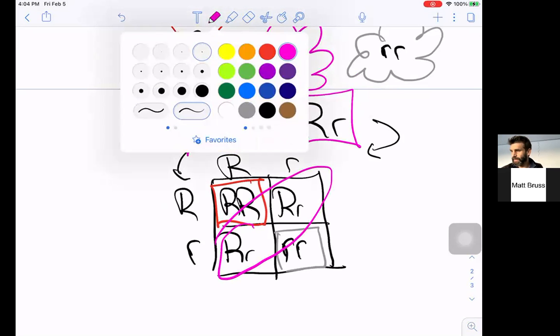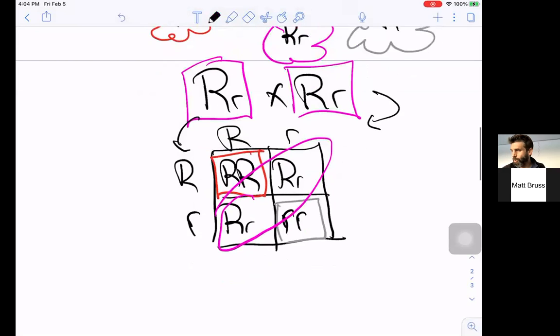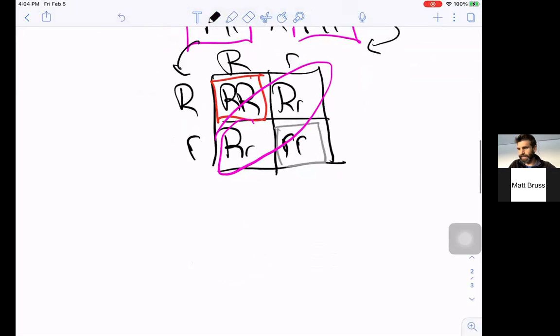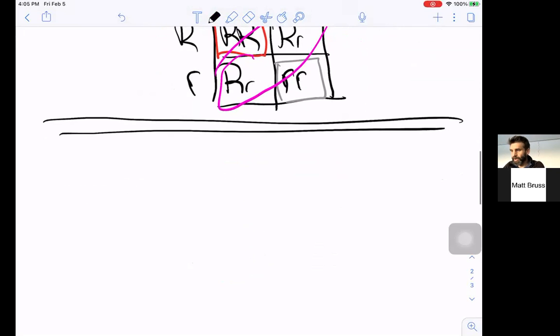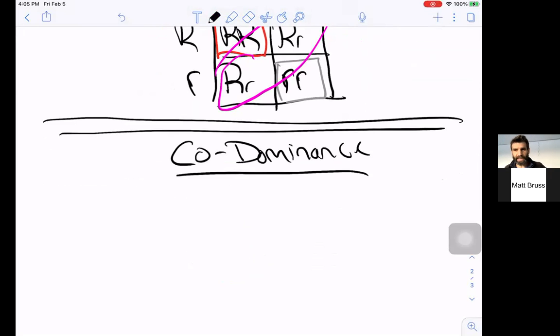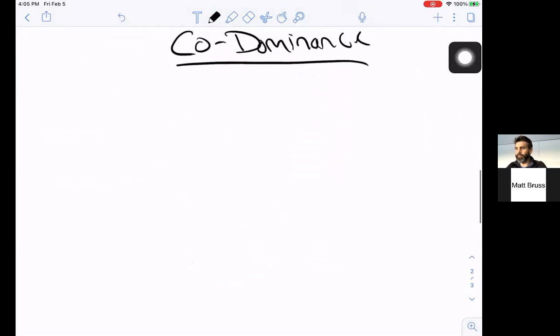So the version we're going to learn about today is called codominance. Codominance has a couple of really interesting applications, and one of those is blood type. So blood type, I'm going to write the blood type here.